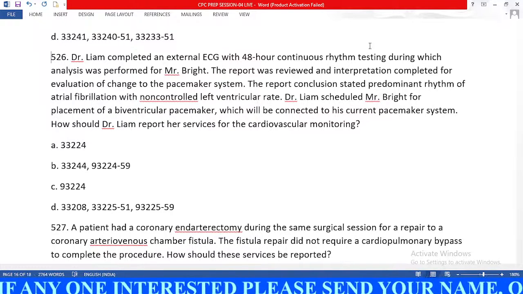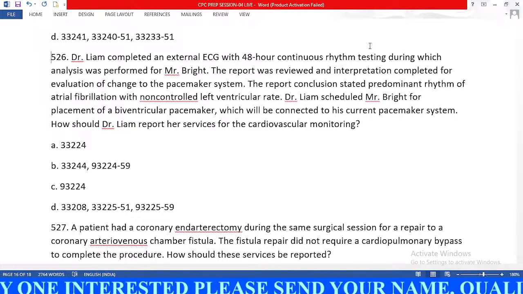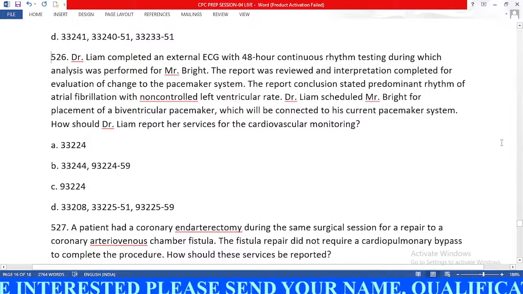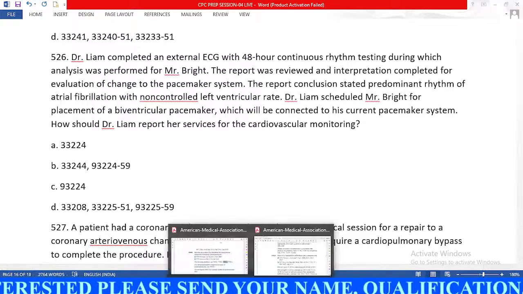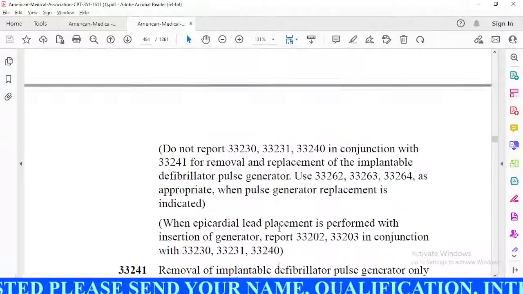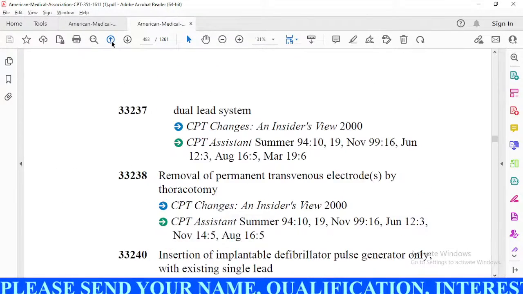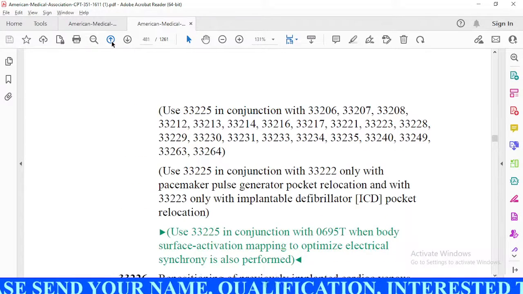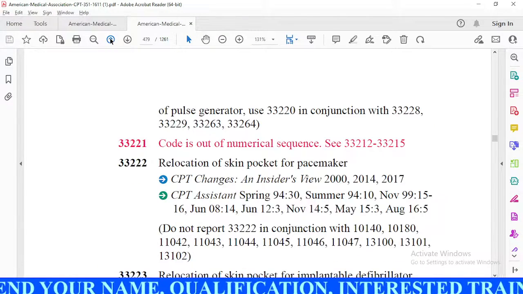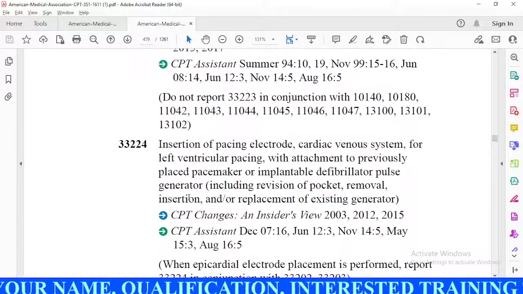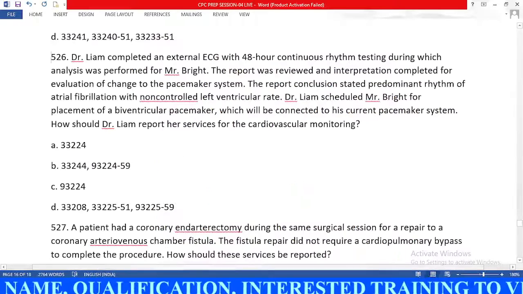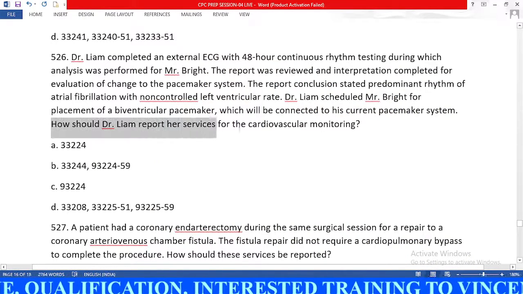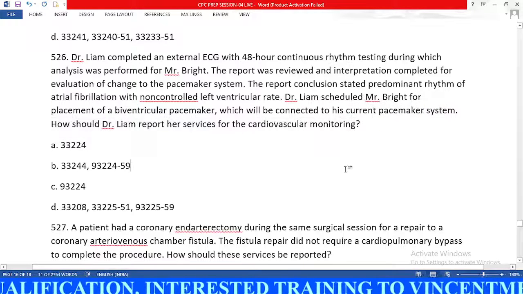So now it is 10:38. We can discuss the answer. We can check 33224 first. Here, based on our question, we need to report only for cardiovascular monitoring.